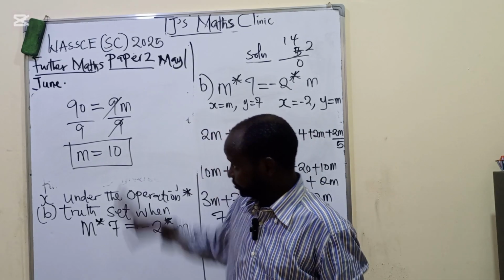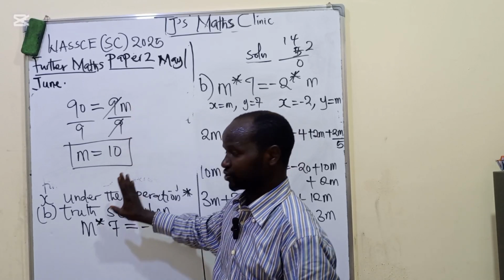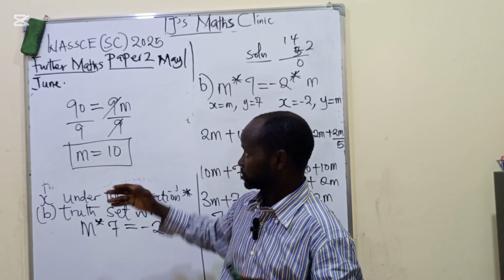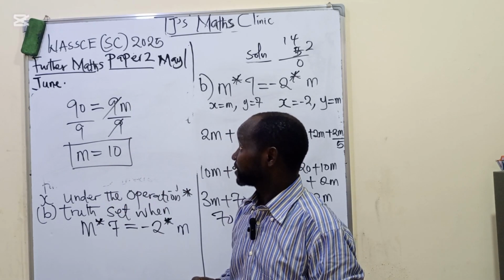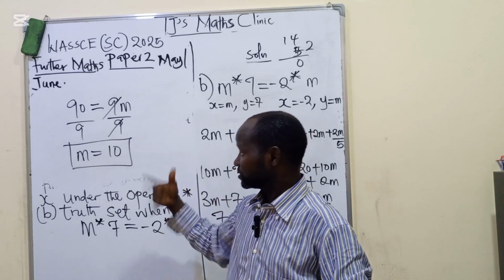In my next video, we'll look at question 2. This is question 1 from the theory part, the compulsory part, which is 8 questions. Each question carries 6 marks. In my next video, we'll look at question 2, question 3, 4 in that order.